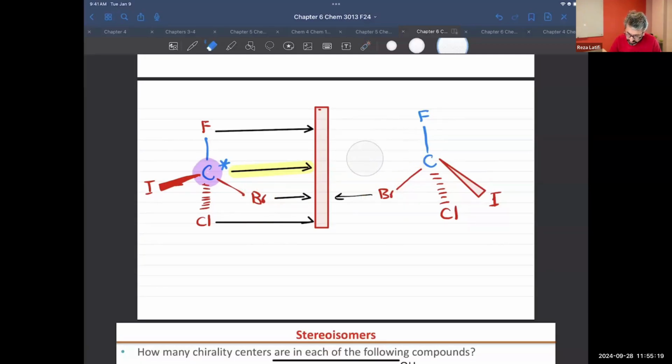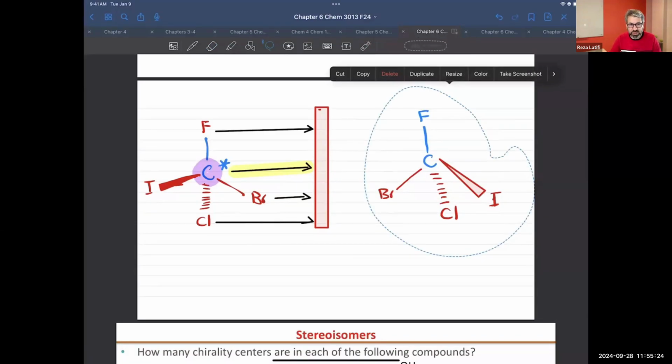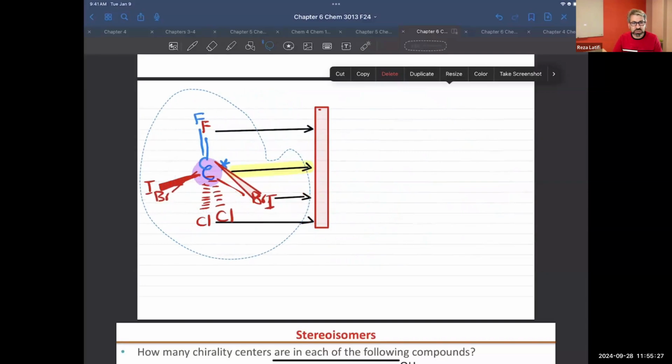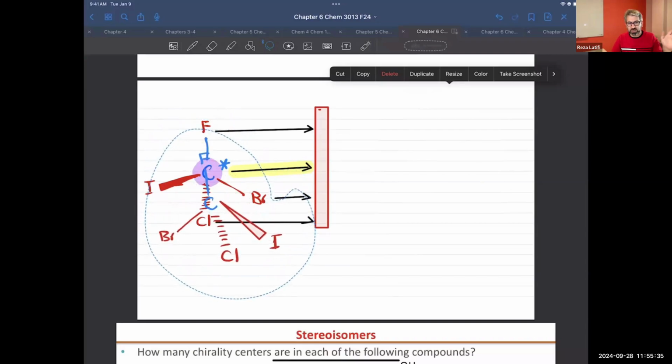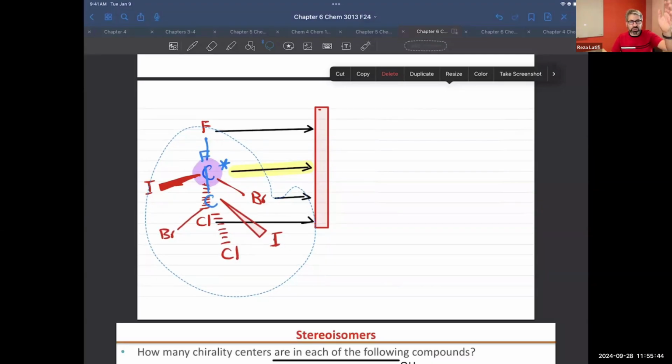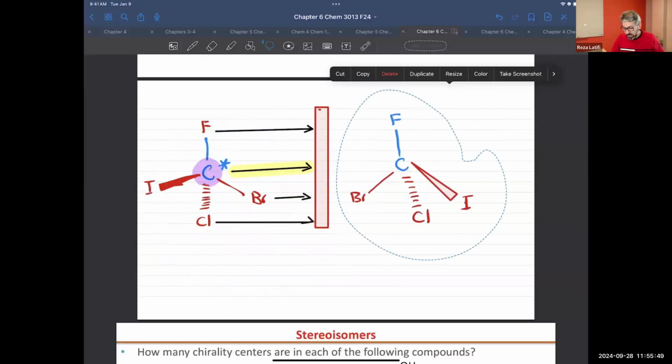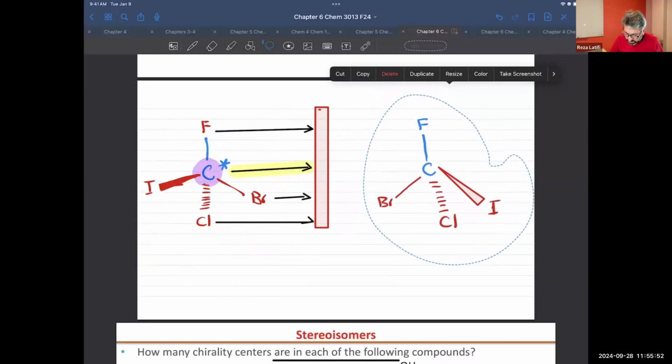Again, what does it mean? It means if I take this structure and move it here, you'll see that everything is mirrored. Iodine is on the left in one structure, and here it is on the right side. Bromine on the left, we have it on the right side. Chlorines and fluorines are fine, but the rest are mirror images of each other.